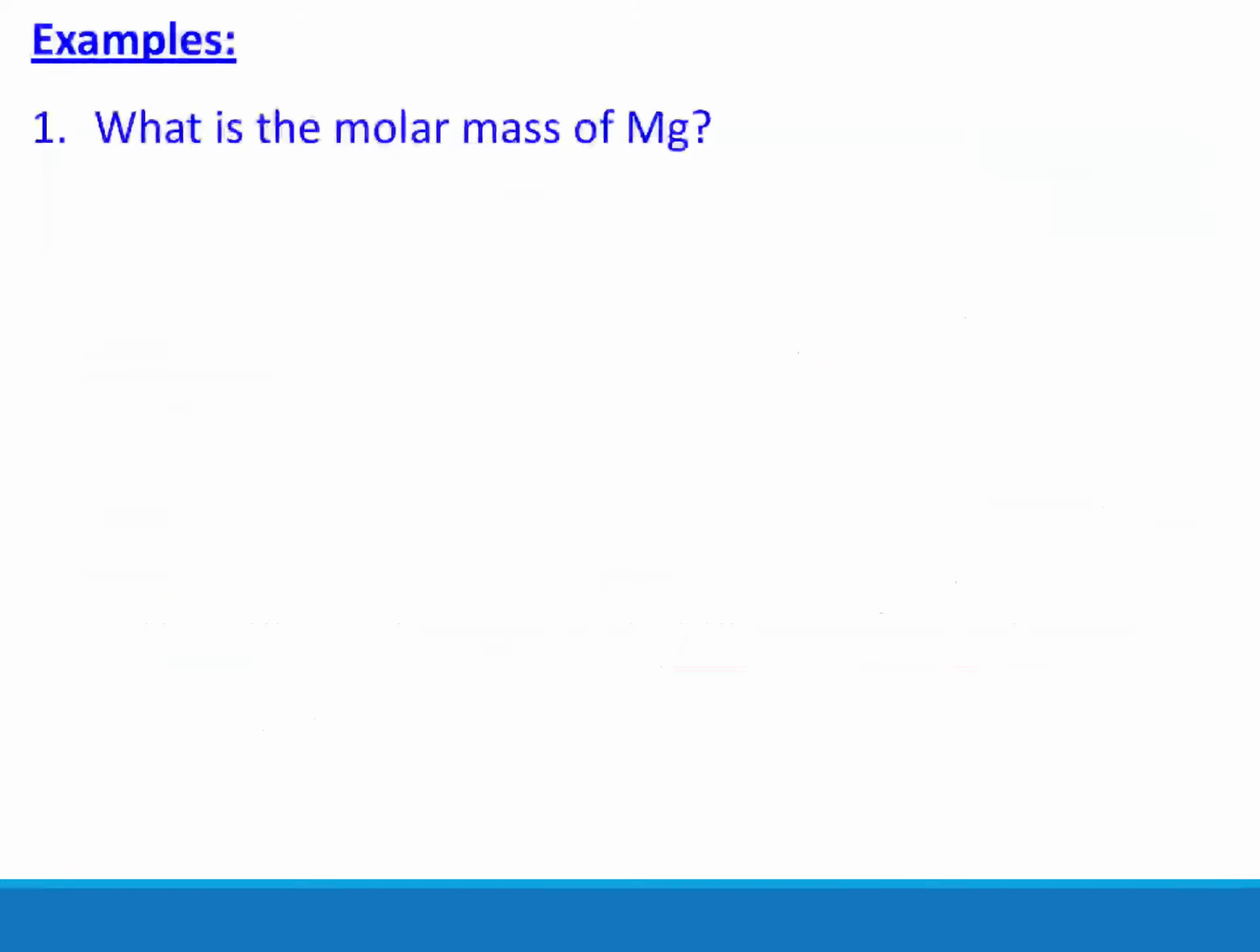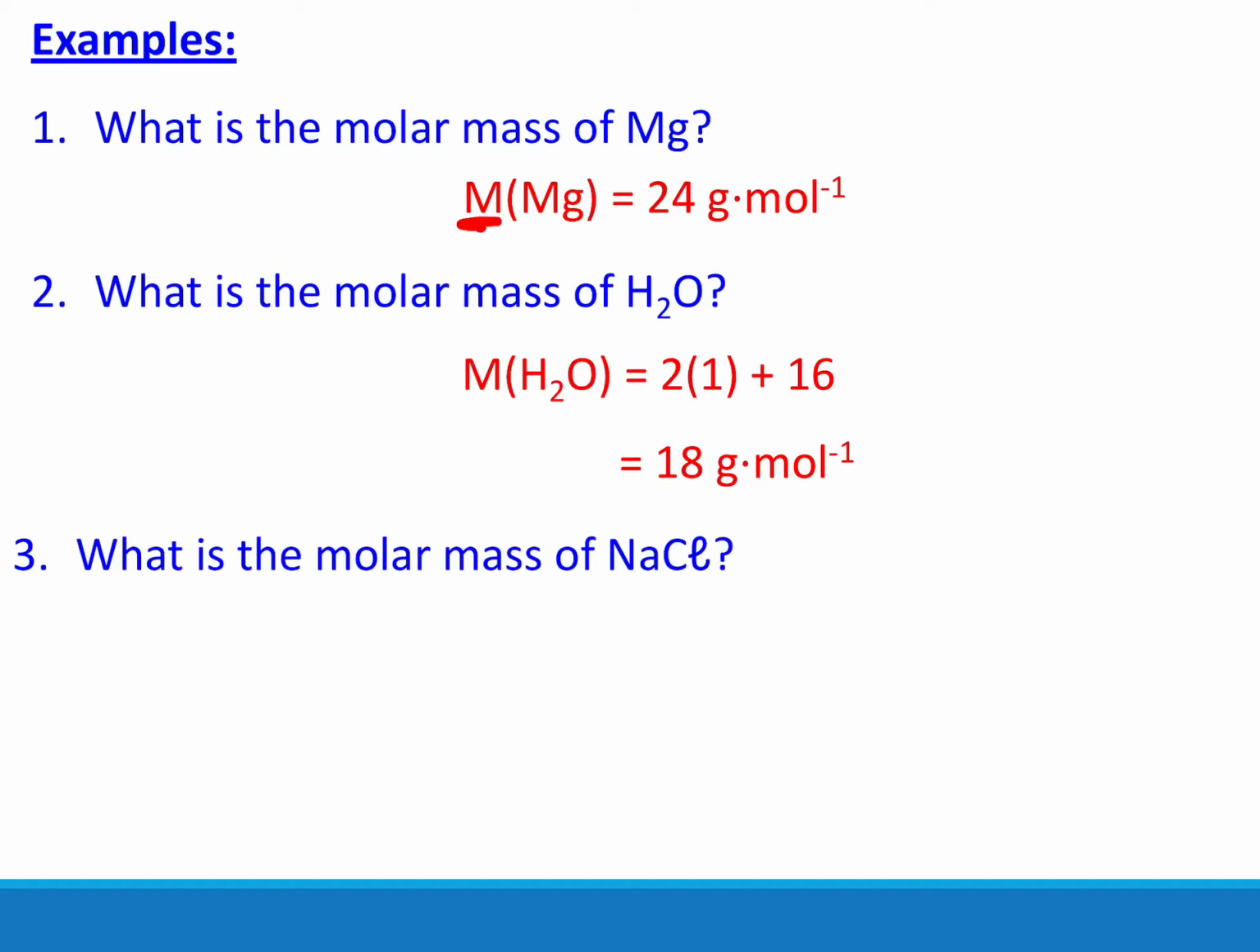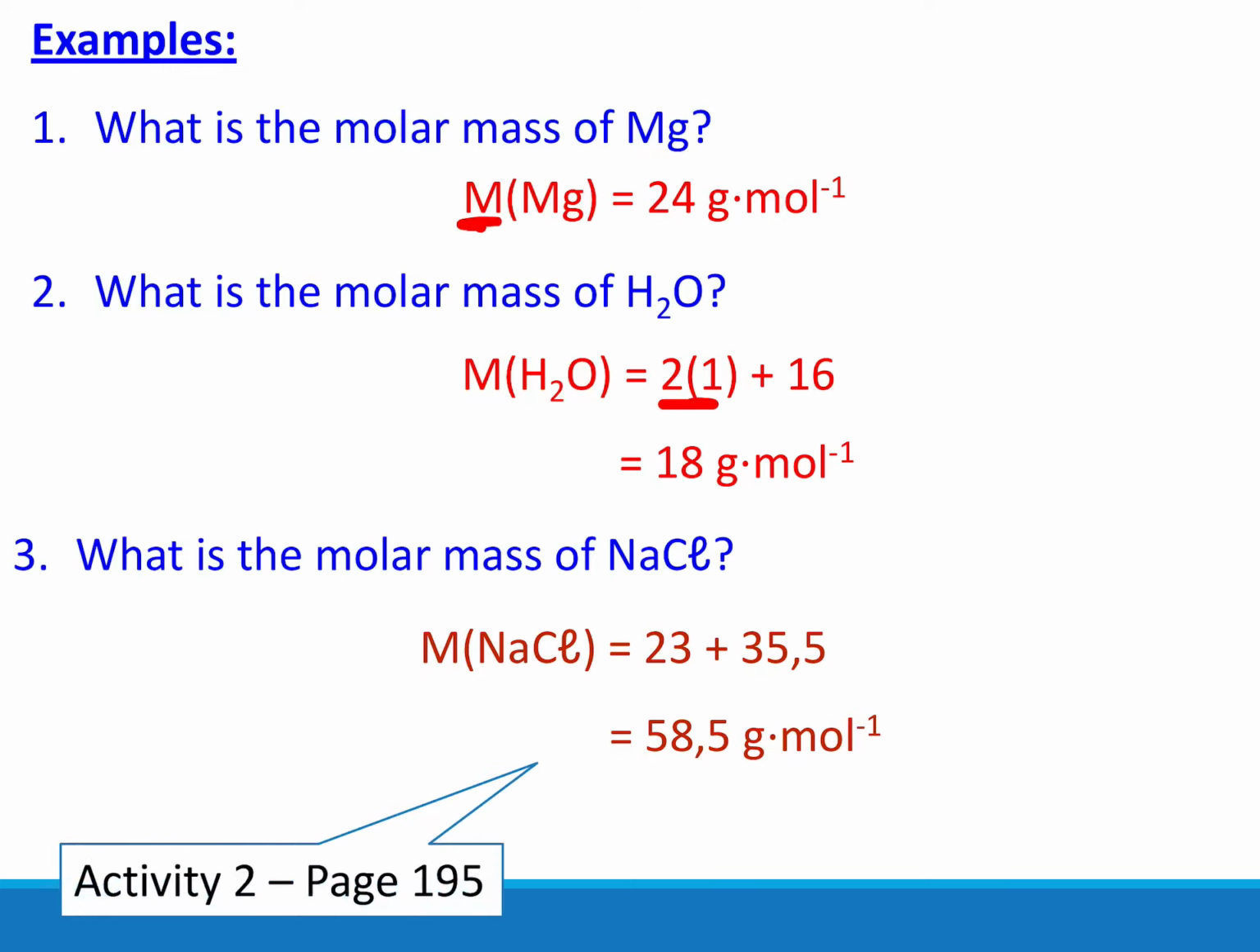What is the molar mass of magnesium? Well, we read it off the periodic table. It's equivalent to the relative atomic mass. Now, when I put the M, I do not put the R. So the molar mass of magnesium is 24 grams per mole. The molar mass of H2O, I work it out the same way as I do the relative molecular mass. So hydrogen is 1, oxygen is 16, so we get 18 grams per mole. Molar mass of sodium chloride, 23 plus 35.5, so it gives me 58.5. Very, very straightforward. Okay, so now what you need to do is activity 2 on page 195 before you move on to the next video.